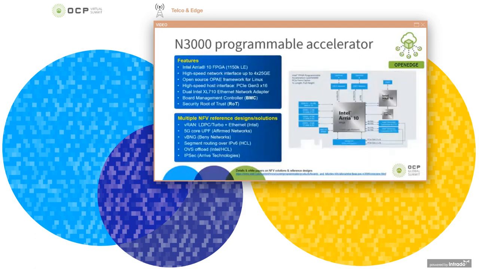Next, let's have a closer look at the N3000 programmable accelerator card. The main component of the card is an Arria 10 FPGA with over 1 million logic elements. It has 9 GB of additional DRAM available on board. The card supports external connectivity with up to 4x 25 gigabit Ethernet or alternatively 8x 10 gigabit Ethernet. Acceleration functions are used and managed with the open source OPAE driver framework in Linux.